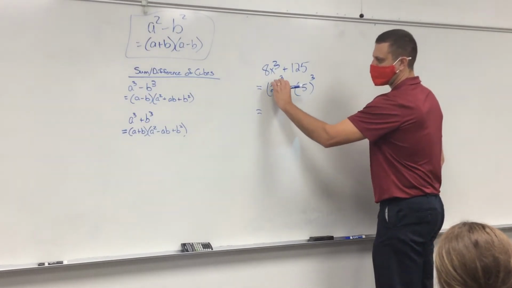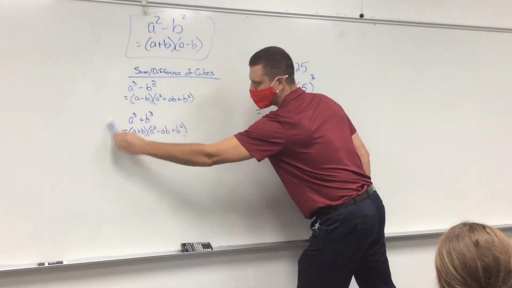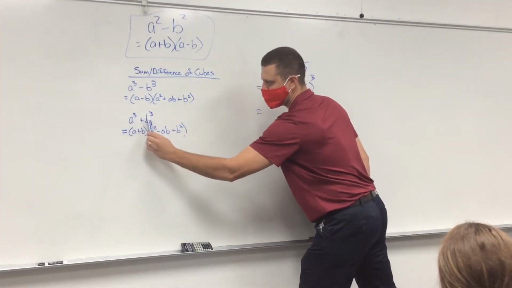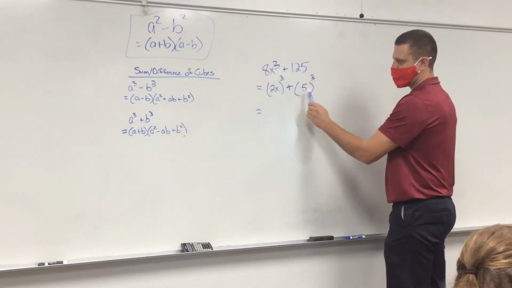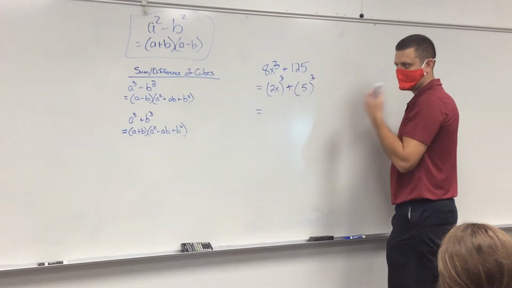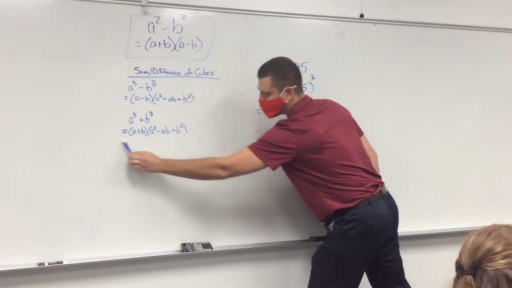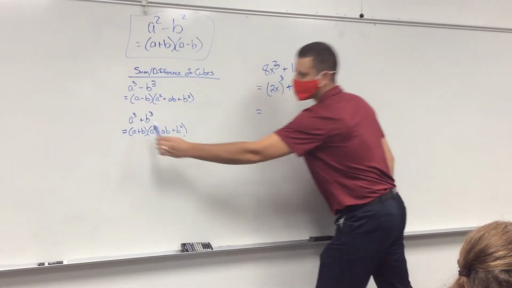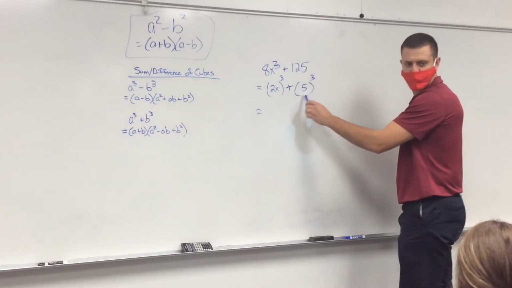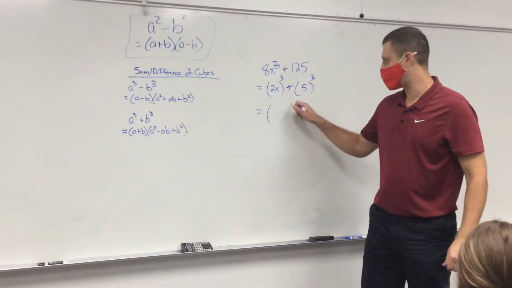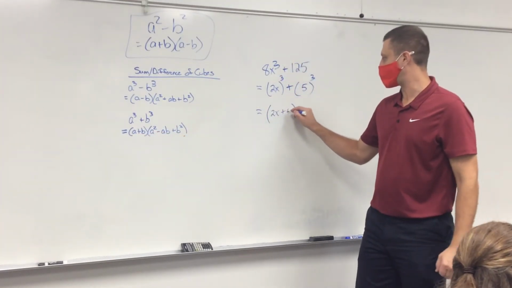Right now, I have something cubed plus something cubed. So I'm going to follow this rule right here. It's the sum of two perfect cubes. That's what I have. So all I'm going to do is use these factors here to write my answer. But instead of using an A and a B, I'll be using a 2x and a 5. So it's pretty simple. A plus B, for me, 2x plus 5.